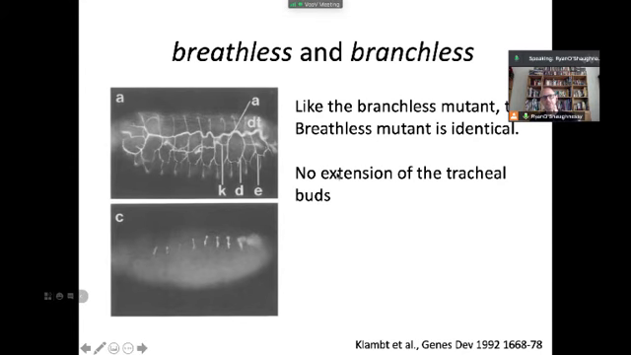And again, this is a dye that marks where the trachea is within the larva. You can see in a very similar fashion to how the branchless tracheas looked, the breathless trachea looks very similar. We don't see any extension of these tracheal buds.